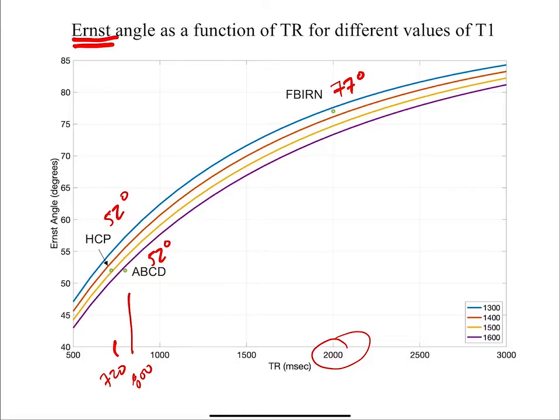It turns out that for every TR and T1, there's an optimal flip angle that gives you the maximal signal. These aren't just chosen at random; people actually calculate the Ernst angle. Essentially, these are typical T1s for gray matter, between like 1300 and 1600. You can see that the Ernst angle is the optimal angle to use to give you the maximum signal, and that these projects picked their flip angle very close to what the Ernst angle should be. So it's not just a random choice.